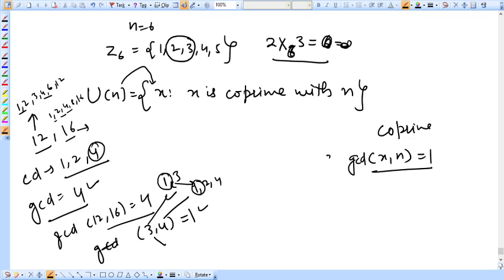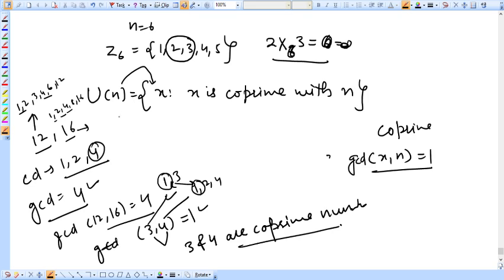If the GCD of two numbers is 1, we call those numbers co-prime. So we can say 3 and 4 are co-prime numbers, right? So I hope you got this.